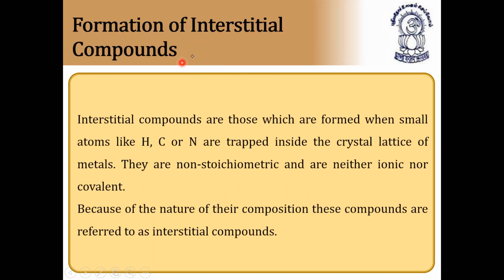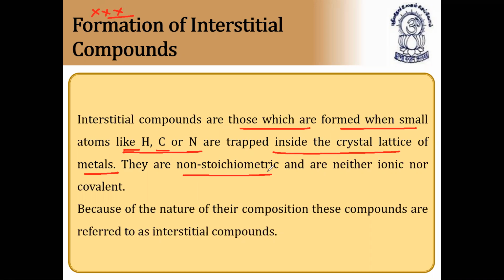Very, very important. They have one more property. Transition metals can form interstitial compounds. What are interstitial compounds? Interstitial compounds are those formed when small atoms like hydrogen, oxygen, carbon, or nitrogen are trapped inside the crystal lattice of metals. Very, very important, please note down.